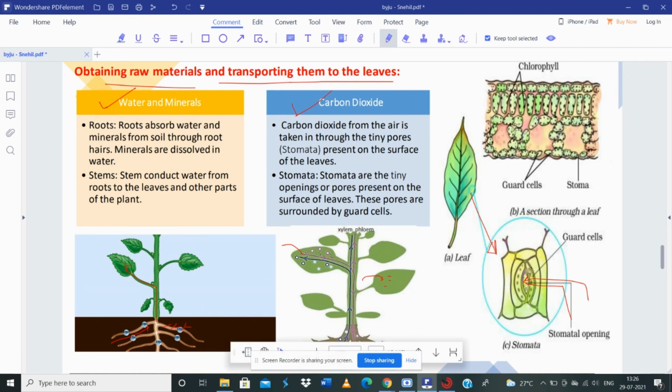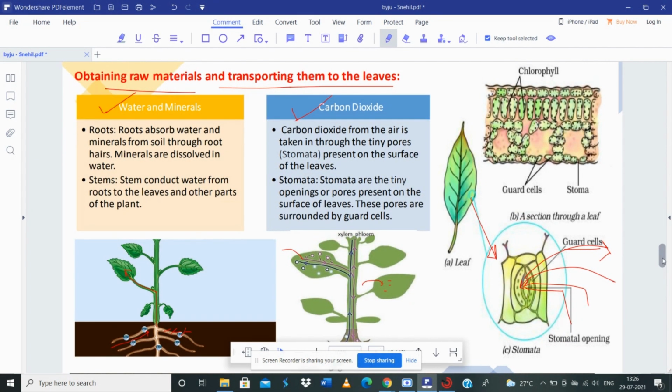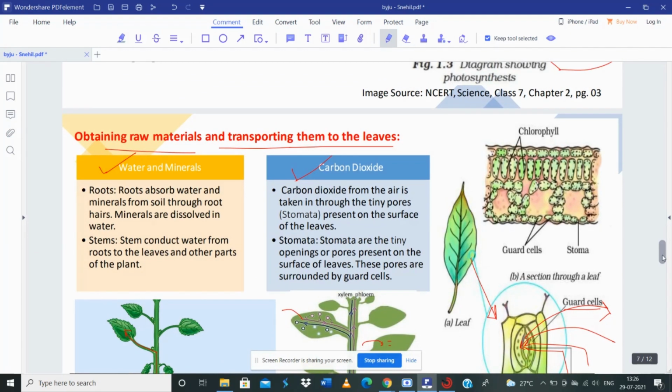Okay, and around this stomatal opening you can see two bean-like structures. These are basically guard cells, and they are called guard cells because they guard the opening and closing of the stomata. In this position, the guard cells are open. It means the stomata is open, so carbon dioxide can get inside it, and oxygen can also get out. Okay, let's understand this even in more depth.